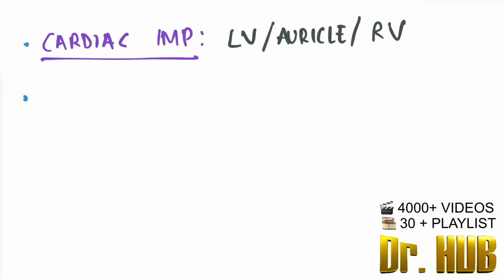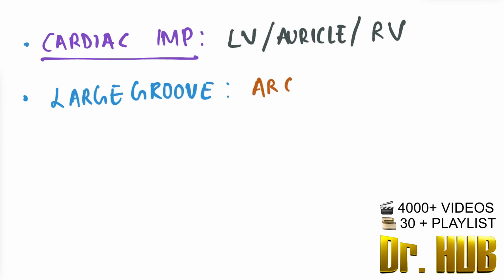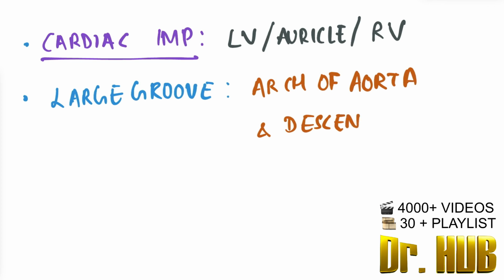Next, there is a large groove that arches over the hilum and descends behind. So what does it include? That is the arch of aorta. This we already discussed in the image. Let us write it down: the arch of aorta, as well as the descending aorta.